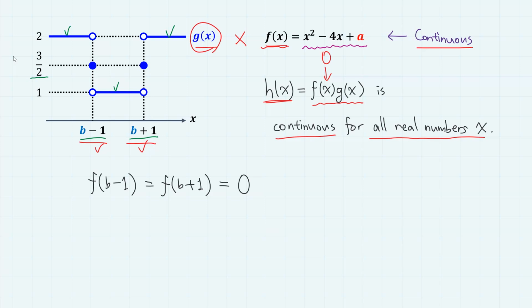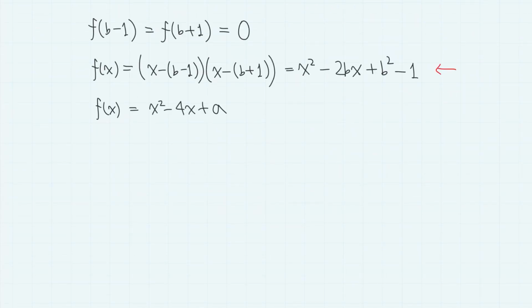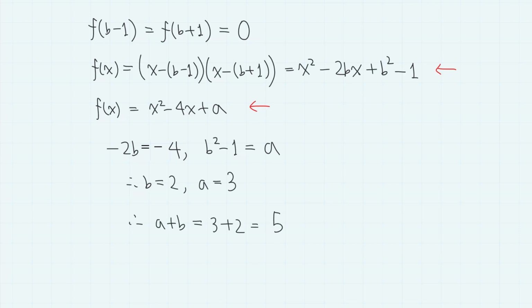Since f(x) is a quadratic function with a leading coefficient of 1, we can write f(x) as (x minus b minus 1) times (x minus b plus 1). You can easily expand this to obtain x squared minus 2bx plus b squared minus 1. If we compare this with f(x) equals x squared minus 4x plus a, we have minus 2b equals minus 4 and b squared minus 1 equals a. And we can easily solve this to obtain b equals 2 and a equals 3. Hence a plus b equals 5. Therefore, the correct choice is choice 3.